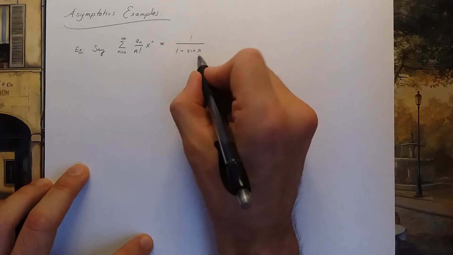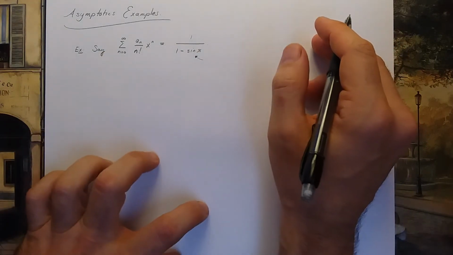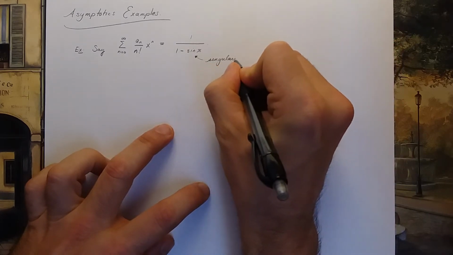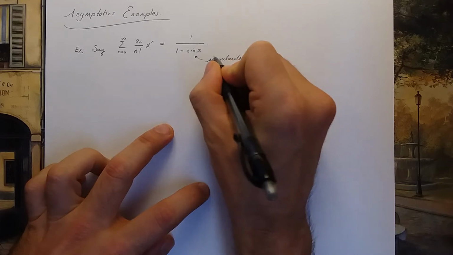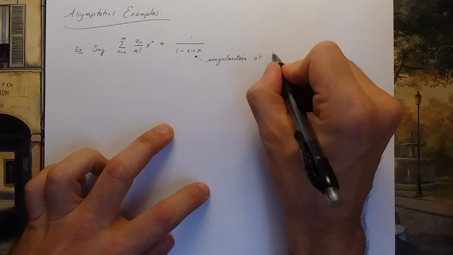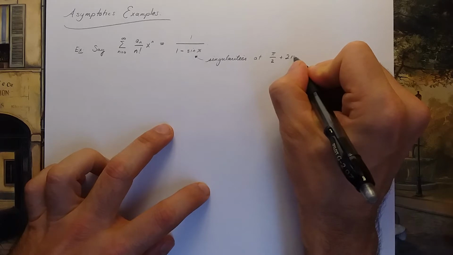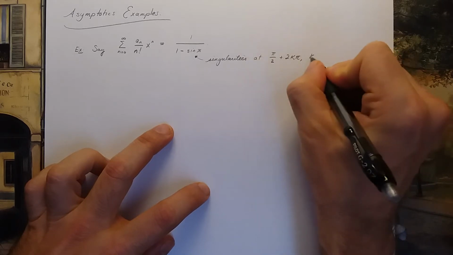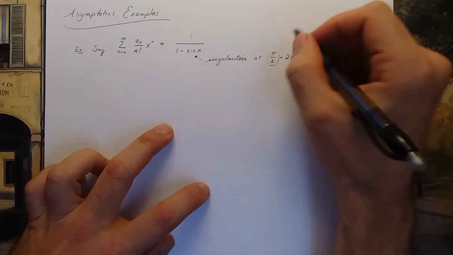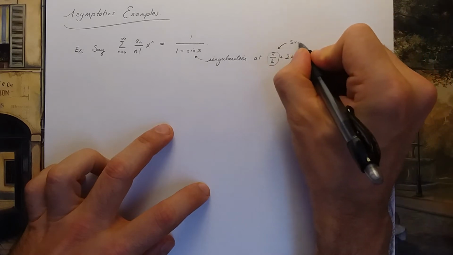So the first idea is to identify the singularities of this generating function. So the singularities are at pi over 2 plus any integer multiple of 2 pi. The smallest singularity, the singularity with smallest complex magnitude, is simply pi over 2. So this is the smallest singularity.